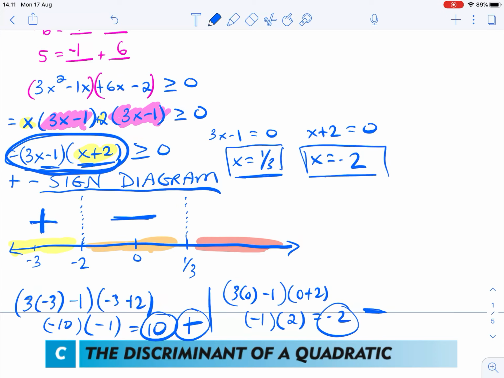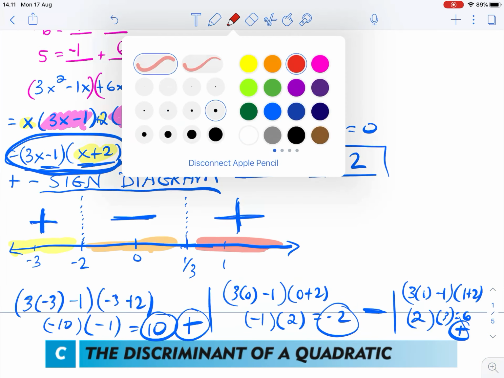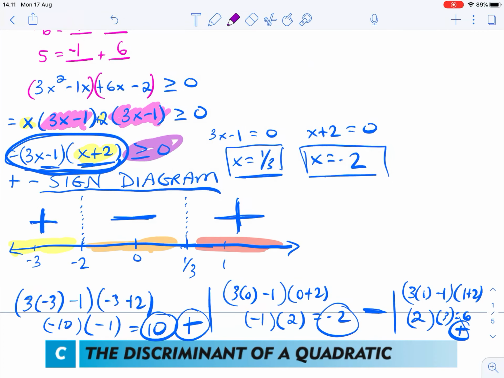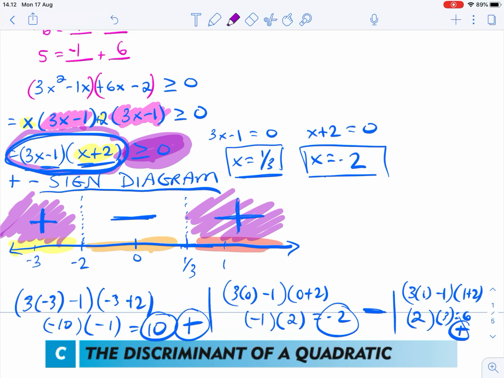And we have to choose anything to the right of 1/3 here. We'll just choose 1. That's pretty easy. I get 3 times 1 minus 1, times 1 plus 2. So that's 2 times 3, which is 6, and that's positive. So I put a positive here. And so our inequality, what we're trying to figure out is where this function is greater than or equal to 0. Well, here and here.